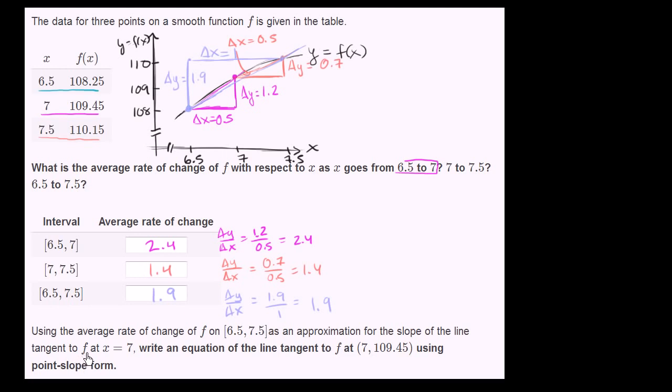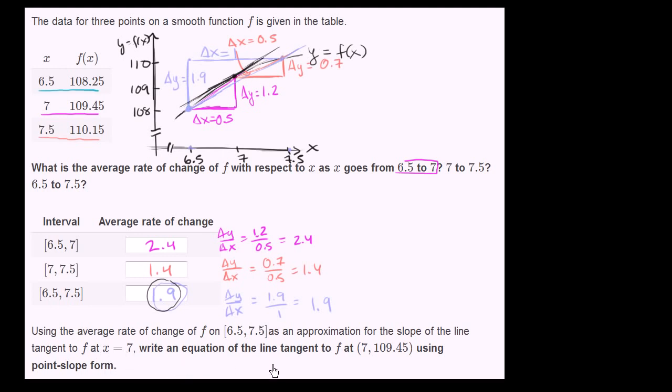Now they ask us this final question. Use the average rate of change of f on the larger interval from here to here, which we already figured out. That's 1.9. as an approximation for the slope of the line tangent to f at x equals 7. So we're trying to approximate the slope of the line tangent to f at x equals 7. So the line tangent might look something like this. And we see, at least visually, that little blue line we drew, this one right over here, at least the way I've drawn it, looks like a pretty good approximation for the slope up there. So we'll use this as an approximation for the slope of the tangent line to f at x equals 7.